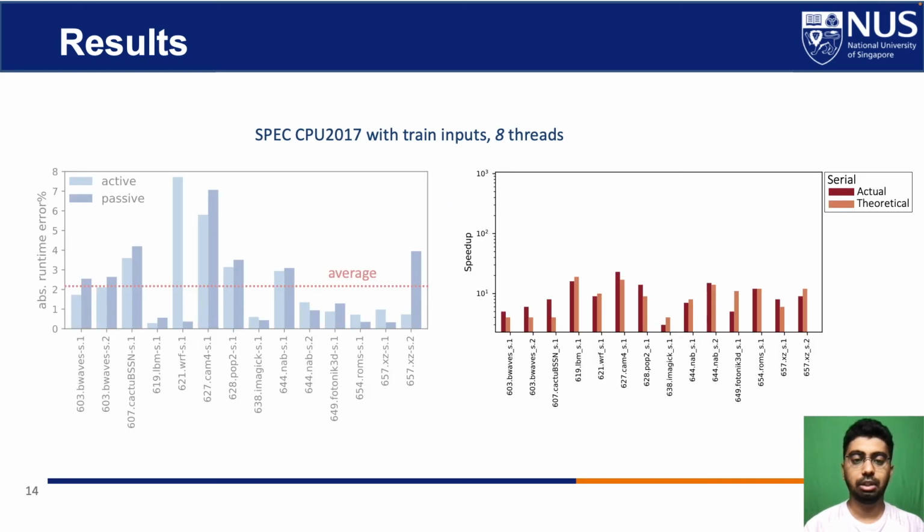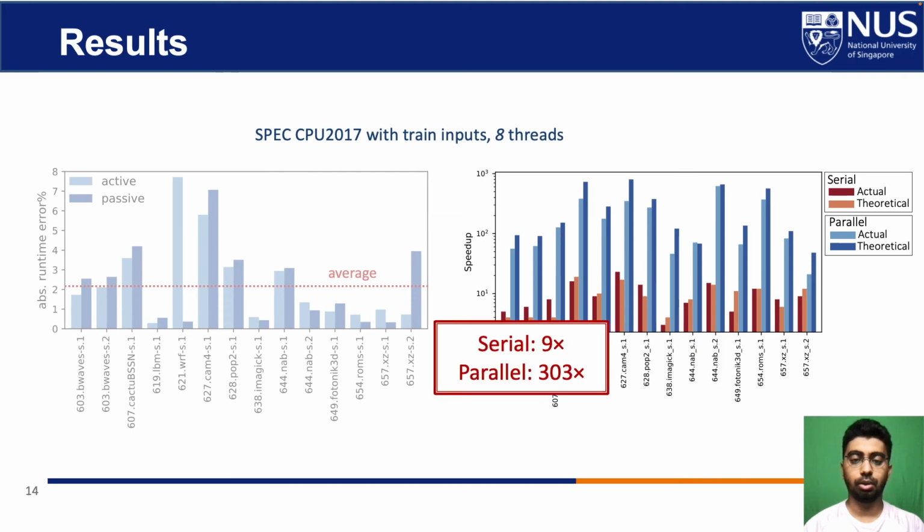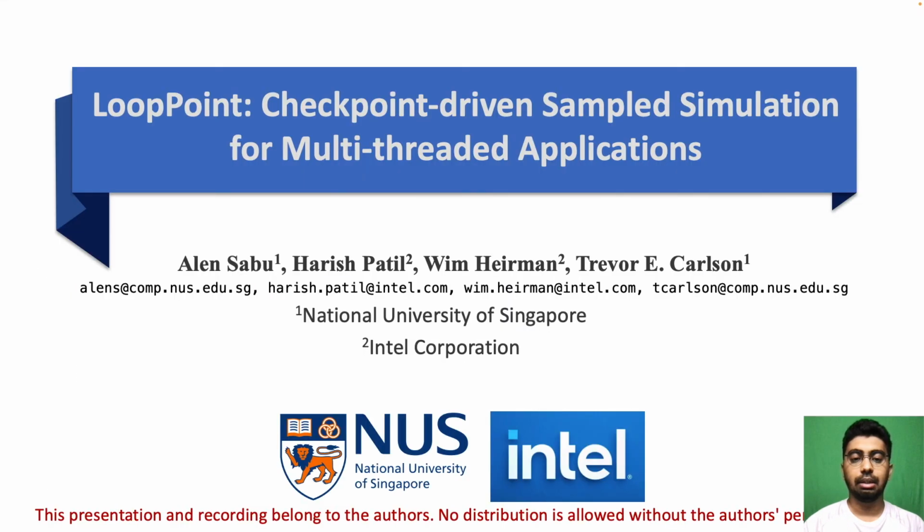A comparison of theoretical versus actual speedups achieved for LoopPoint is shown here. The serial speedups are limited by the total number of representative regions identified for the particular application. Now we can see the parallel speedup achieved for LoopPoint. The maximum speedup achieved is close to 800 times. You can also observe that the theoretical and actual speedups match in most cases. That is the end of the talk.